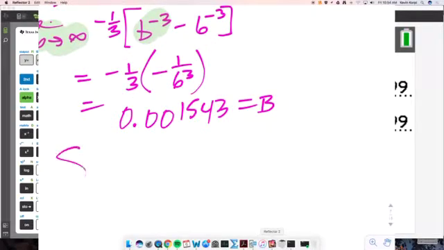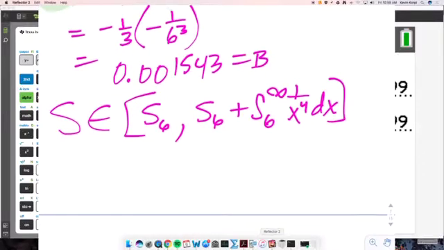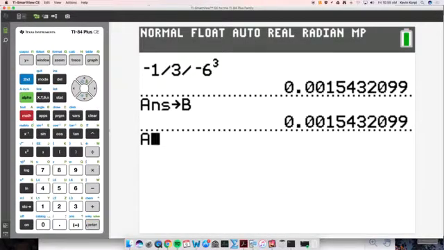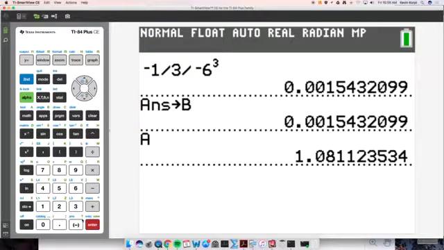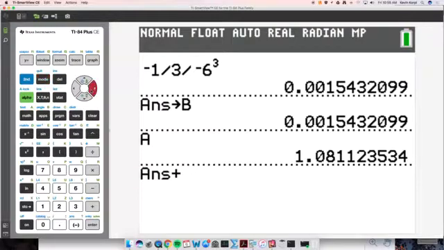So here we go. We now know that the actual sum is going to live within the following: s sub 6 as the lower bound, and s sub 6 plus the integral from 6 to infinity of 1 over x to the 4th dx. And so we can actually then come up with that interval. I'll just recall it over here. S of 6 I stored as alpha a, which is 1.081. And then for the upper bound, I'll just take that and add to it that small number which I stored as alpha b.